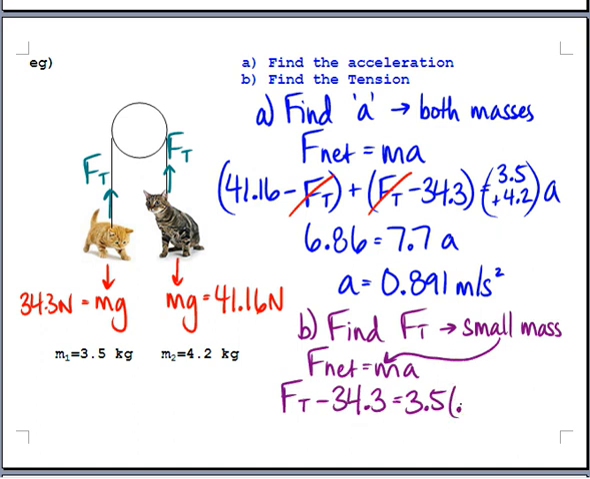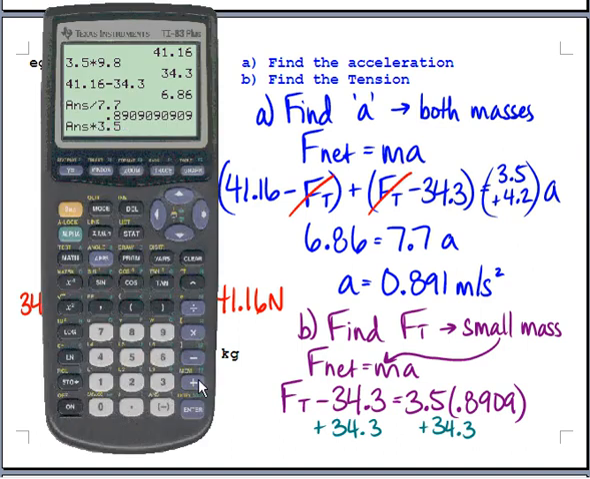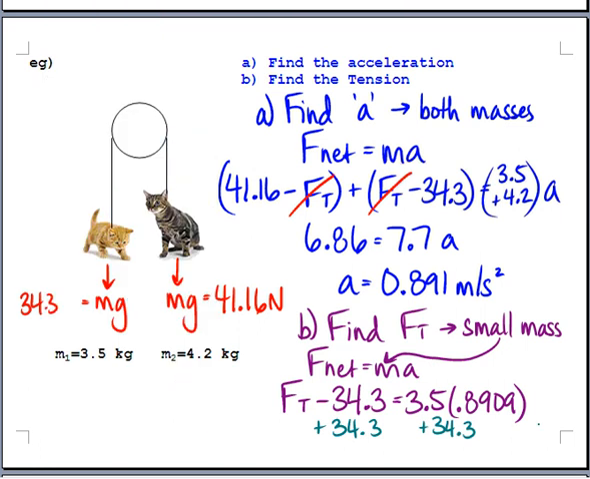Multiplied by the acceleration we had, 0.8909, and I'll use the answer button on my calculator. We are an easy addition away from getting that tension force. And I'll have to move off to the side to put it in there, but that's okay. Times 3.5 plus 34.3 equals, it looks like 37.4 newtons. 37.4 N for newtons. Question's done. There's your two answers.